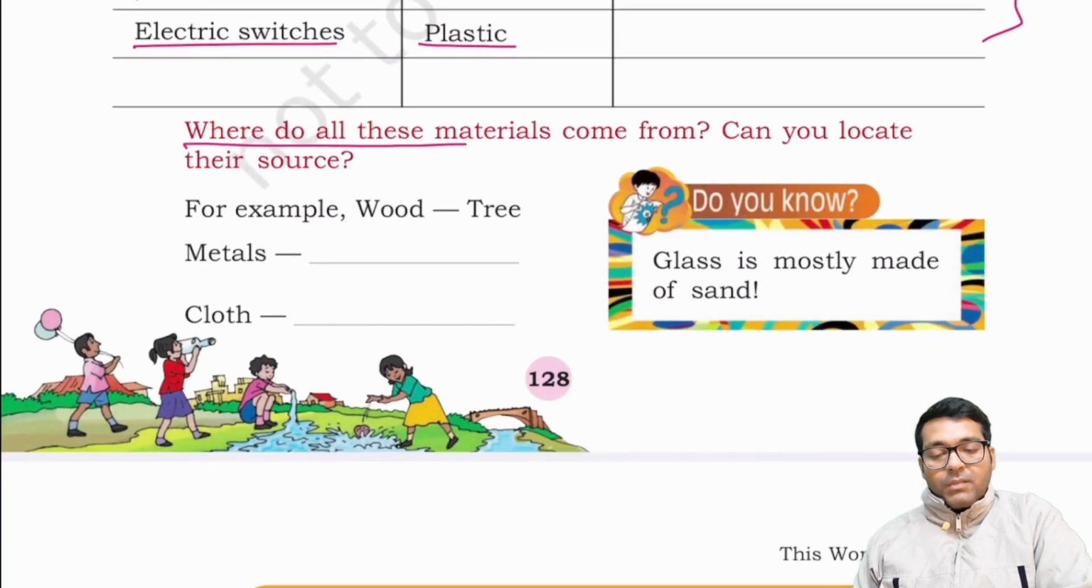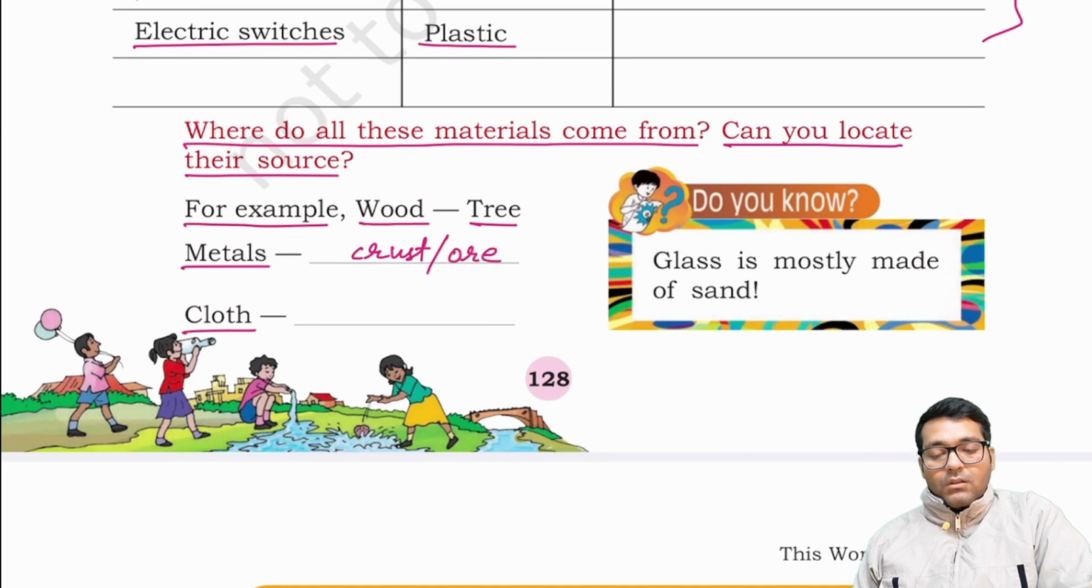Where do all these materials come from? Can you locate their source? For example, wood, tree; metals, crust or ore; cloth, cotton, cotton plant. Do you know glass is mostly made of sand?